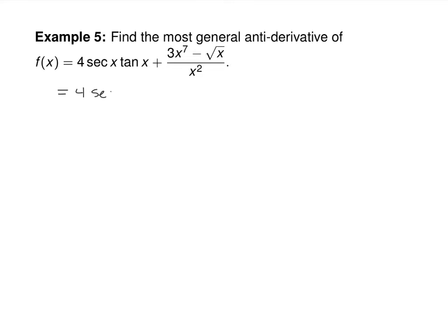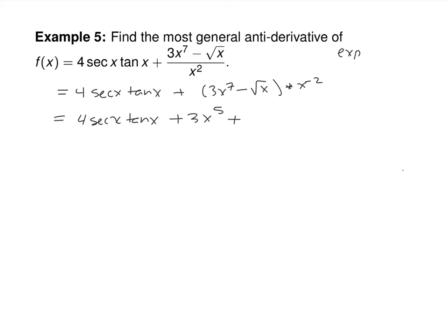So I'd say 4 secant x tan x plus 3x to the 7th minus root x. A lot of you want to say times x to the negative 2, which is totally fine. That's not wrong. When you distribute that x to the negative 2, what happens to your exponents? They add, just like before. Even though it's a negative number, 7 plus negative 2 is 5, right? So 4 secant x tan x plus 3x to the 5th, right? Oh, that should be minus as well, shouldn't it?